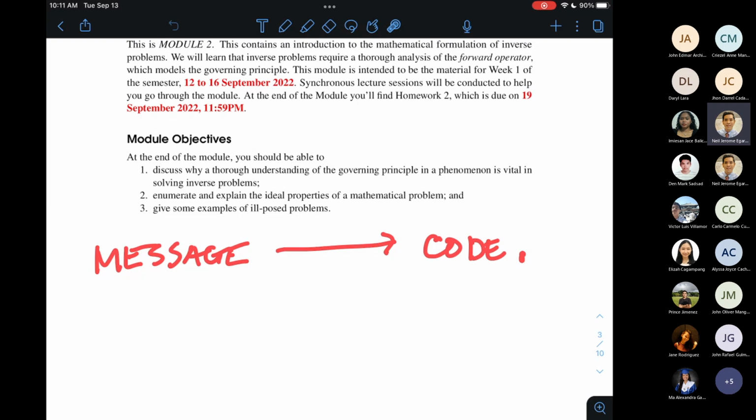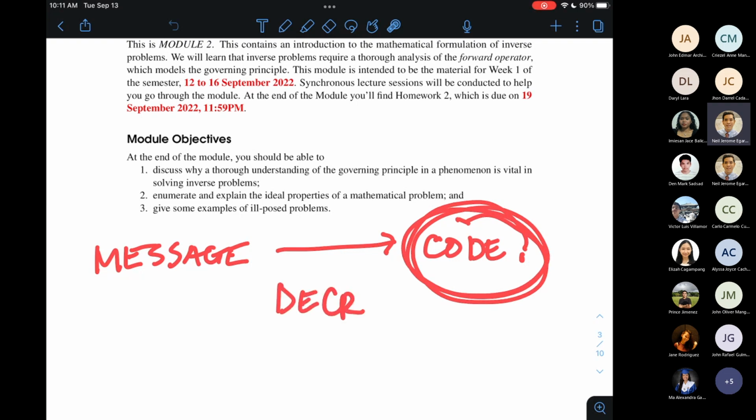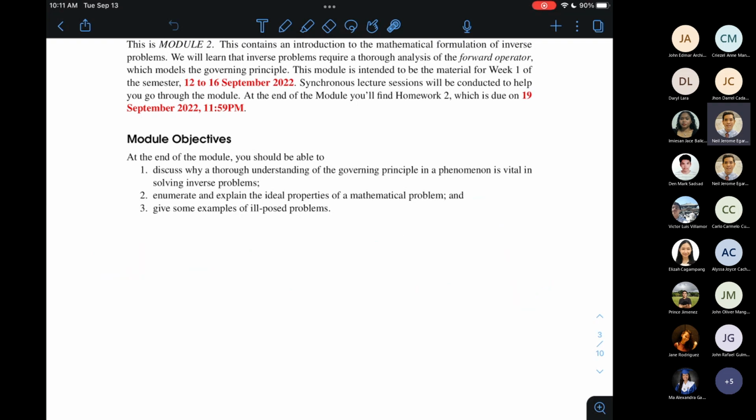Ito yung forward problem. The corresponding inverse problem is the intended receiver will receive the coded message, right? And it will undergo decryption. Yung decryption naman, siya yung inverse problem: how we turn the codes, the gibberish, into meaningful sentences. So I really like that inverse problem.